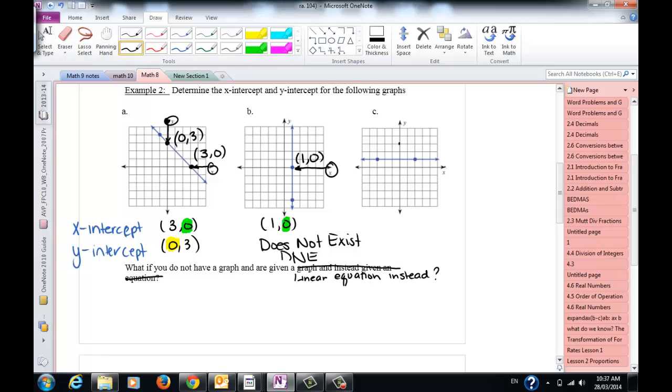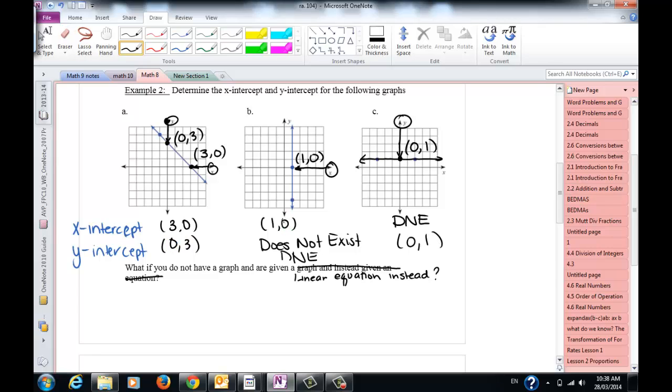Okay, so for C, we're going to look for our x-intercept first. But what I want you to notice is that we have a line here that goes through y equals 1. And it's a horizontal line. In fact, it's never actually going to cross anything except for y equals 1. And therefore, there is no x-intercept. It's never going to cross the x-axis. So again, we have this does not exist. For our y-intercept, however, we do have a value. It goes through right here. And this occurs horizontally, it's going 0. Vertically, it's going 1. So we would say our point is (0, 1).